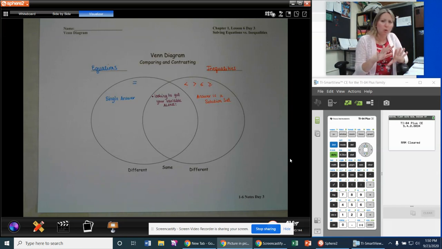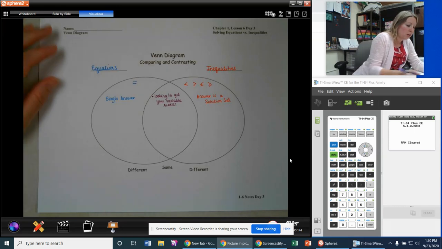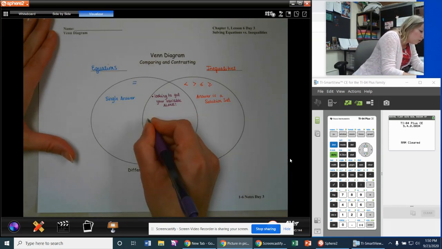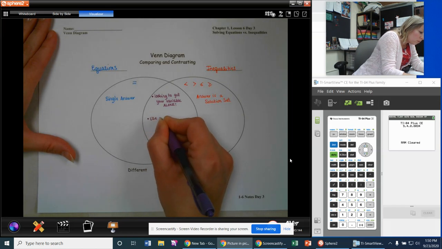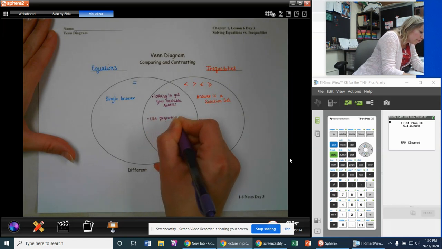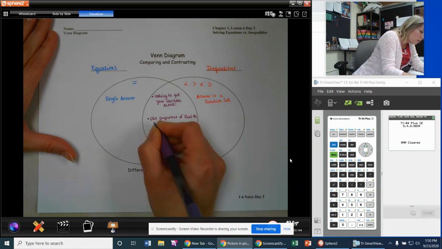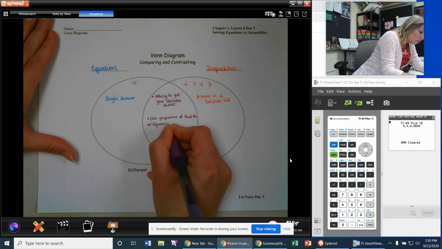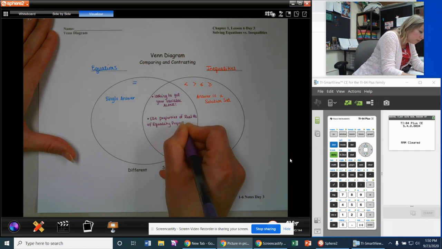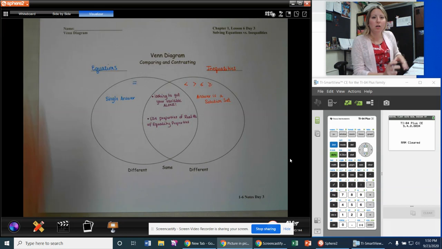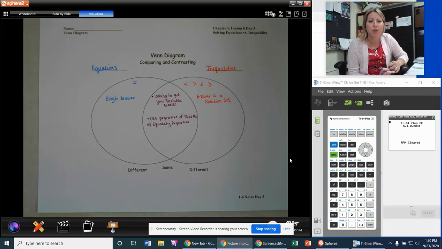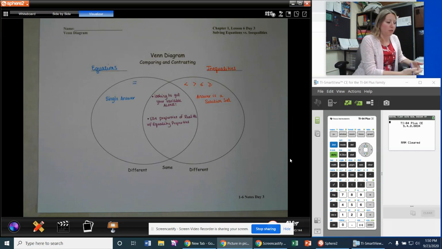I'm going to go back a sec before I start talking too much about number lines, and say something else that's the same. What's the same about solving equations and solving inequalities? You use properties of real numbers with your equality properties. Use properties of real numbers with your equality properties. And that's what you're doing to get your variable alone, right?